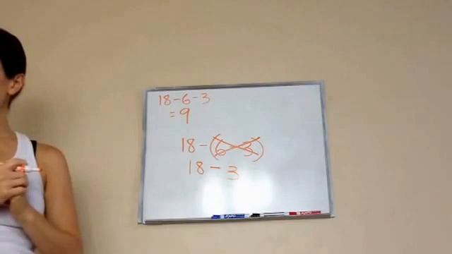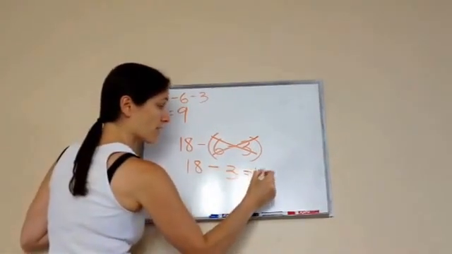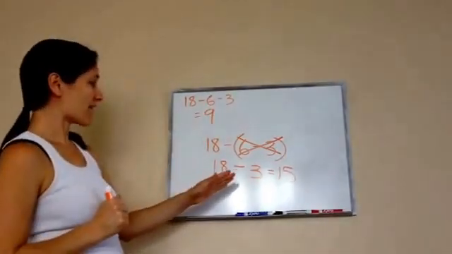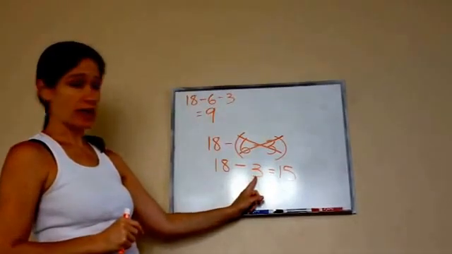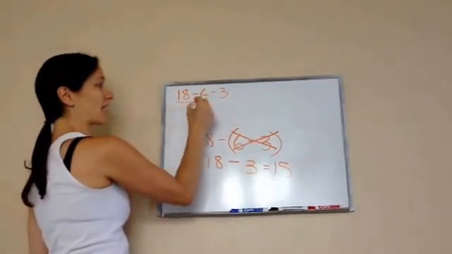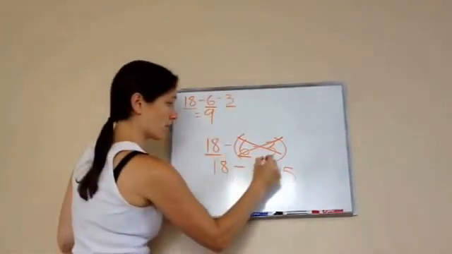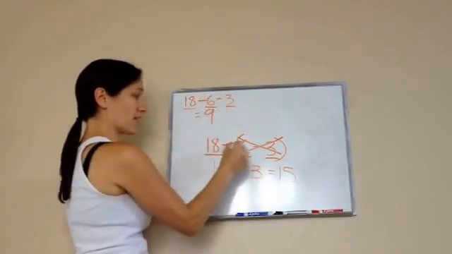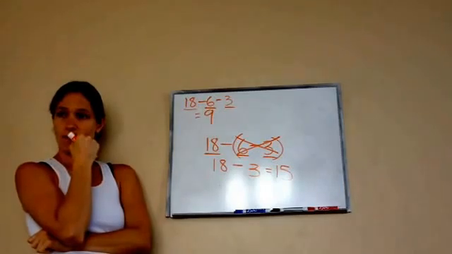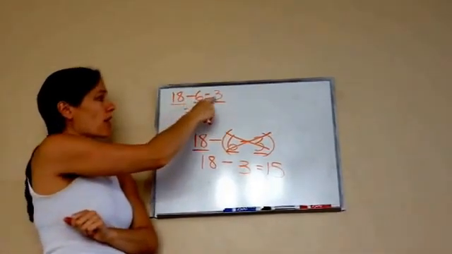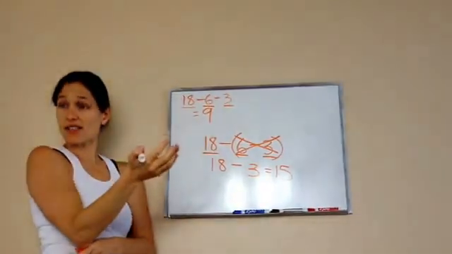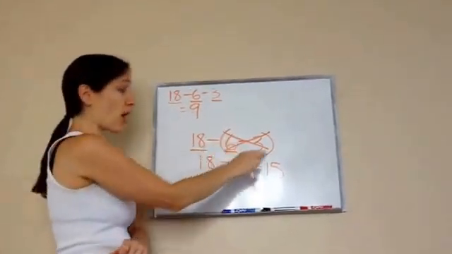18 take away 3 is 15, right? Okay, as I was saying, sorry about that. As I was saying is that we got 6 minus 3 and the answer was 3. Then we took 18 minus 3 and got 15. So, I had the exact same 3 numbers. Okay. And they were all minused. But what was the difference? Well, look. What does this problem have that this one doesn't? Parentheses. And when I had parentheses, it means I have to do this problem first.